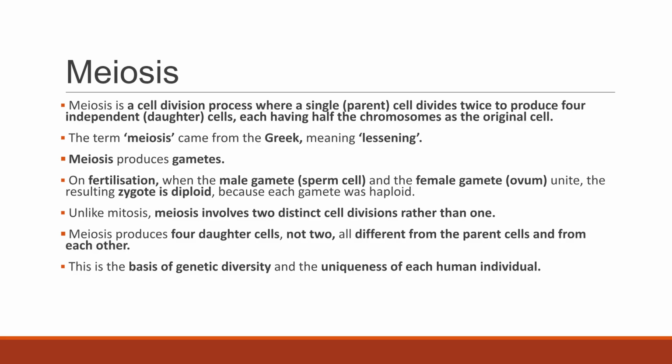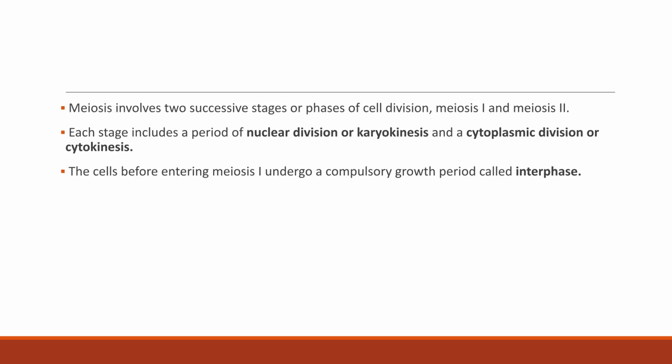Now let's discuss meiosis. Meiosis is a cell division process where a single parent cell divides twice to produce four independent daughter cells, each with half the chromosomes of the original cell. Meiosis produces gametes. Unlike mitosis, meiosis involves two distinct divisions and results in four non-identical daughter cells, which is the basis of genetic diversity. Meiosis involves two stages, meiosis 1 and meiosis 2. Each includes nuclear division, or karyokinesis, and cytoplasmic division, or cytokinesis.